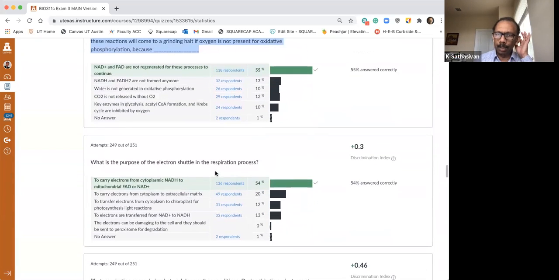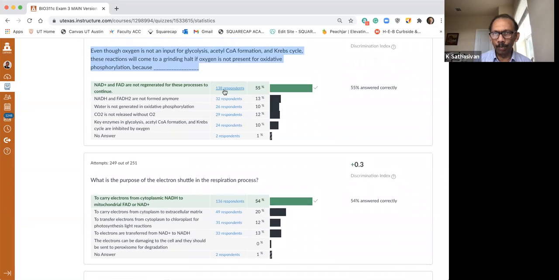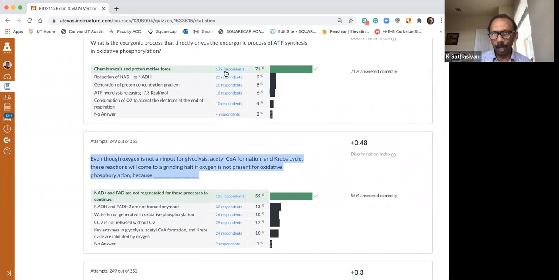And so, what is the purpose of the electron shuttle? This is another thing that you need to understand. NADH is too large to get into mitochondria. They use smaller molecules like glycerol 3-phosphate or malate-aspartate to take the electrons and move them into mitochondria for oxidative phosphorylation, because oxidative phosphorylation happens in mitochondria. So that is again an understanding of the material. It's very similar to that. 138 respondents. I'm sure this is the same 136 respondents who got it. And this one has a little bit more.